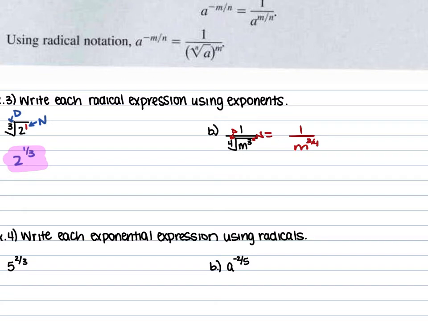Now again, I don't want this as a fraction. I want it as m to the power of something. So take the opposite of the power of 3/4 and it becomes m to the power of negative 3/4.